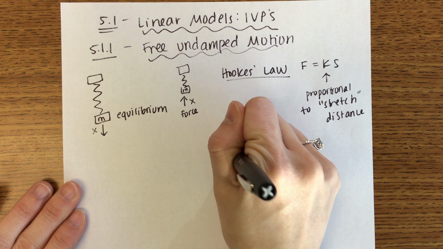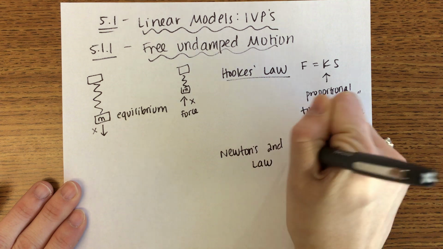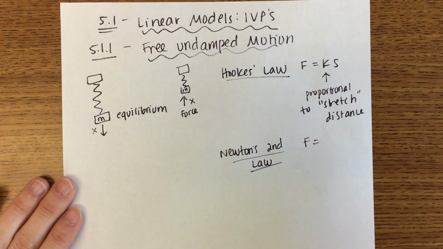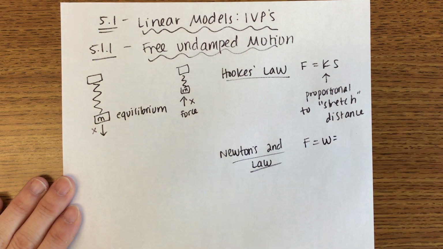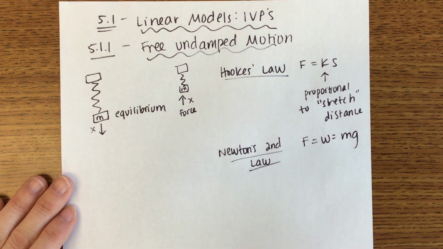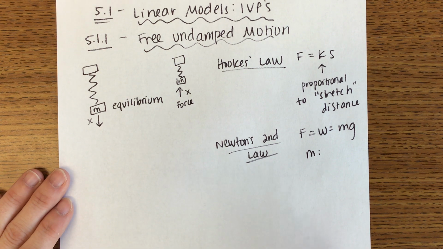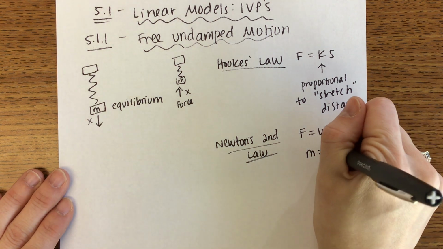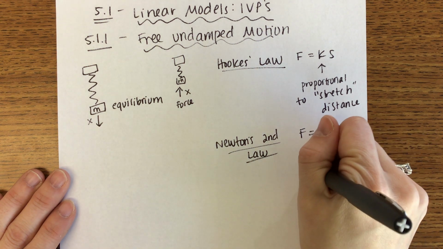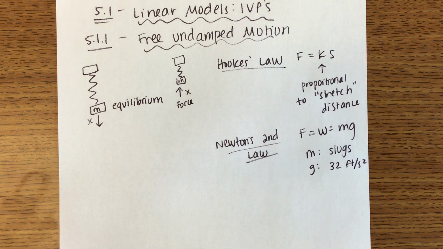Okay, and then we also said Newton's second law, which is the force due to gravity. So force, which we're also going to use weight sometimes in place of force, is equal to mg. M is the mass. If you remember, we use different mass units than you use in physics. The mass that we're going to use is in slugs. G is 32 feet per second squared.